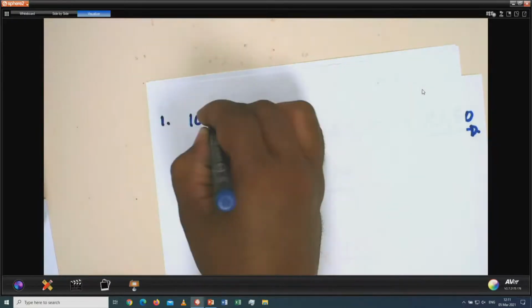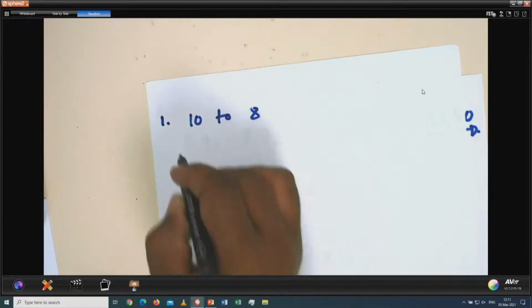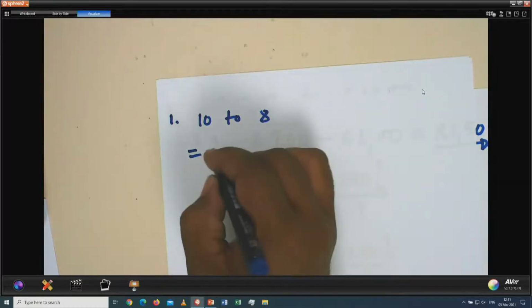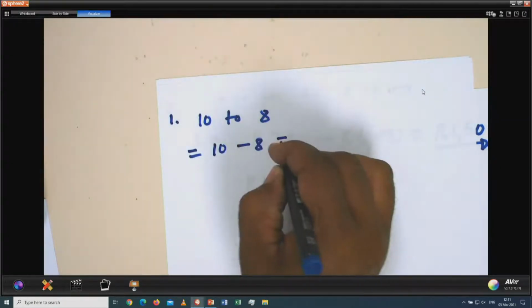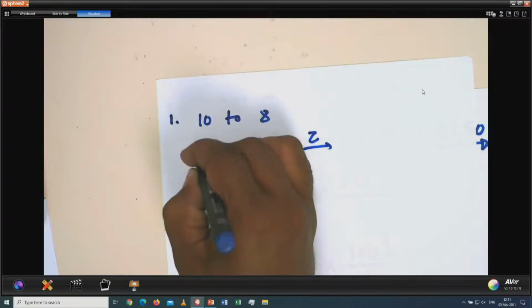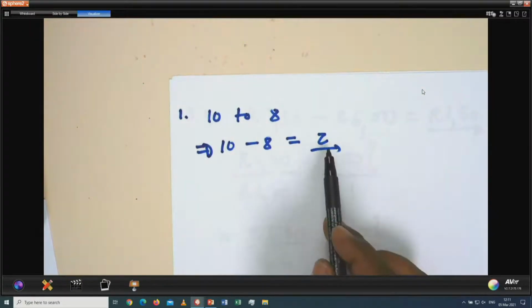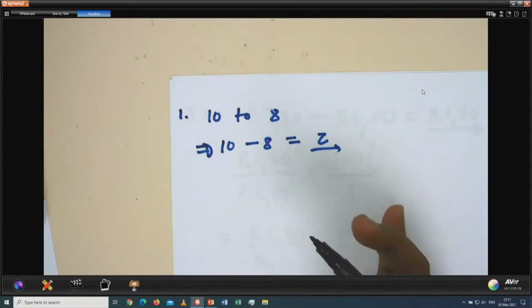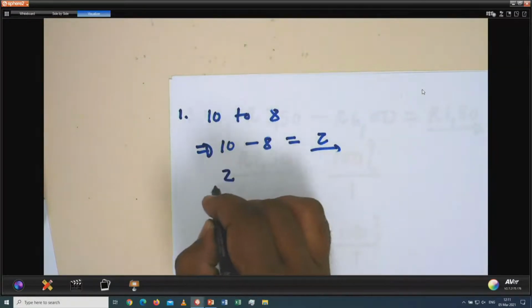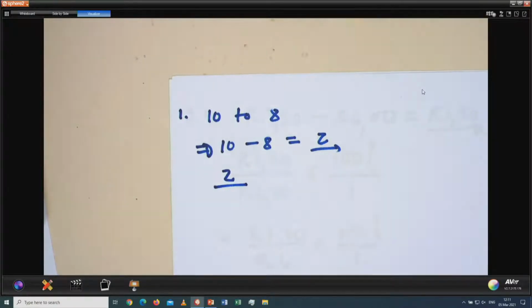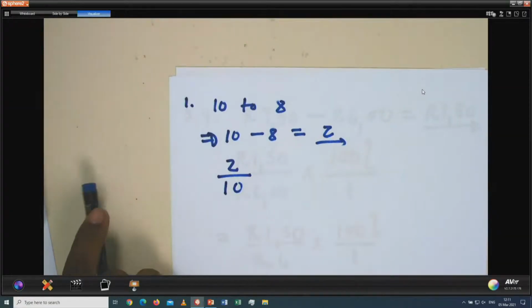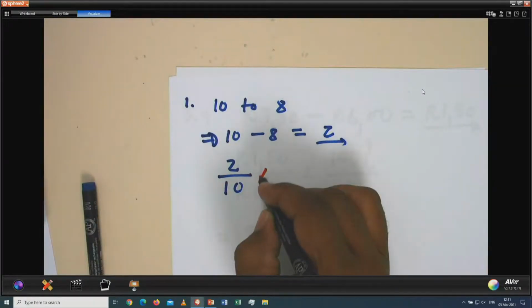Now, if we have to calculate the percentage decrease from 10 to 8, we can see that 10 subtract 8 is what? Is 2. Then we can say, okay, there was a decrease of how much? Of 2. Now, if we want to convert this to percentages, we take the difference 2, then we divide it by the original value, that will be 10. And therefore now we multiply it by 100%.